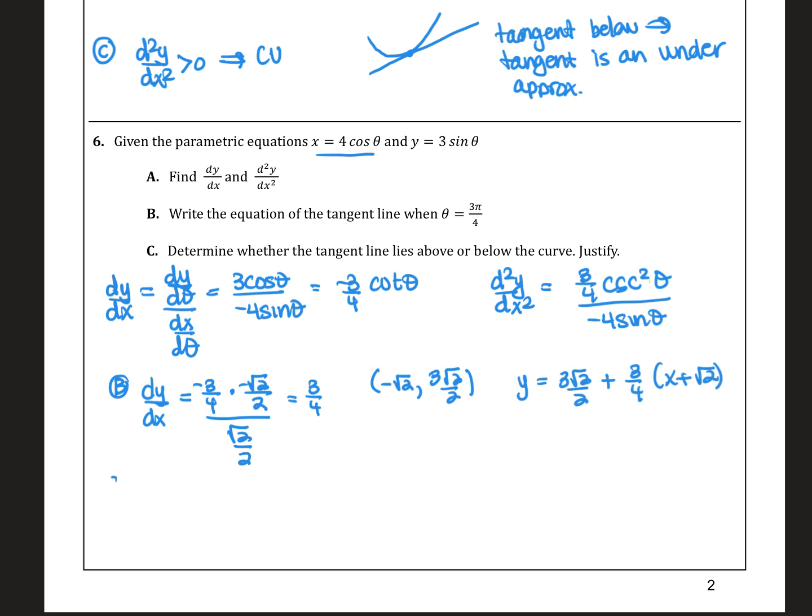Part C, determine if that is going to be concave up or concave down, because we want to know if the tangent line is an over or an under approximation. So let's see, sine is positive in the third quadrant, so we know that the second derivative here is going to be negative, which implies that it's concave down, which implies that the tangent line is going to be an over approximation.